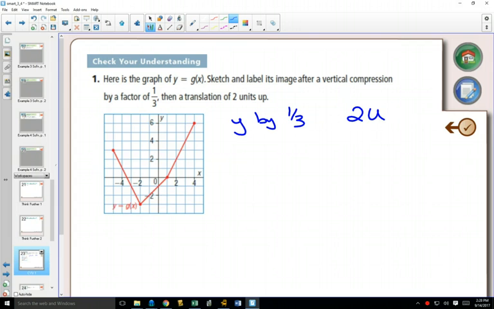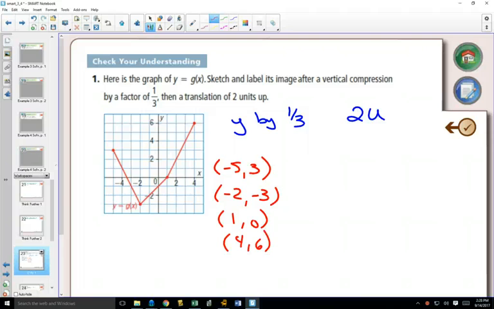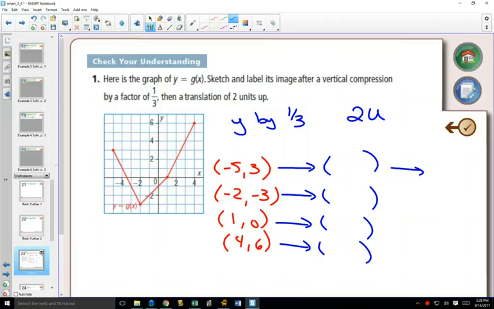So what we're going to find, like we did in that example this morning, is that when we have stretches, compressions, reflections, and translations, we're going to do those two separately. So we're going to take the key points that we have on this graph, and there's 4 of them. So we've got -5, 3, -2, -3, 1, 0, and 4, 6. And when we set up our arrows to see where those points change, we're going to do 2 sets of them.